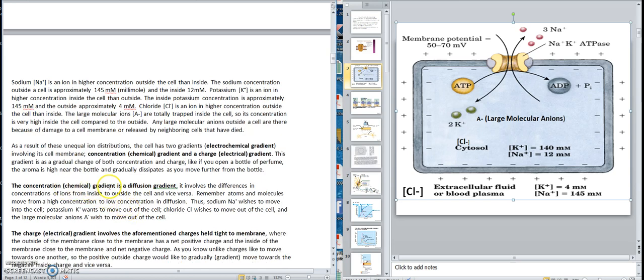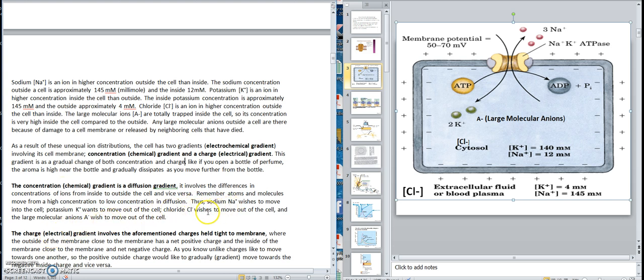The chemical gradient is a diffusion gradient. It involves the differences in concentrations of ions from inside to outside and vice versa, outside to inside. Remember, atoms and molecules move from high concentration to low concentration in diffusion. The sodium, which is high outside, wishes to move into the cell. Potassium, which is high inside, wishes to move out. Now, this is by your concentration gradient. I haven't gotten to the charge gradient yet.